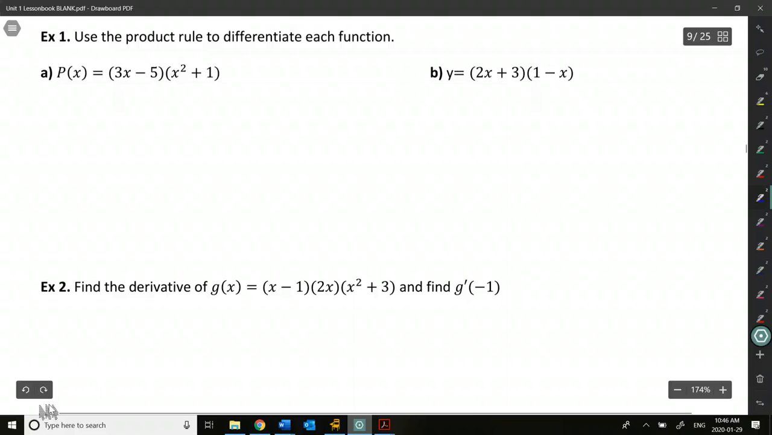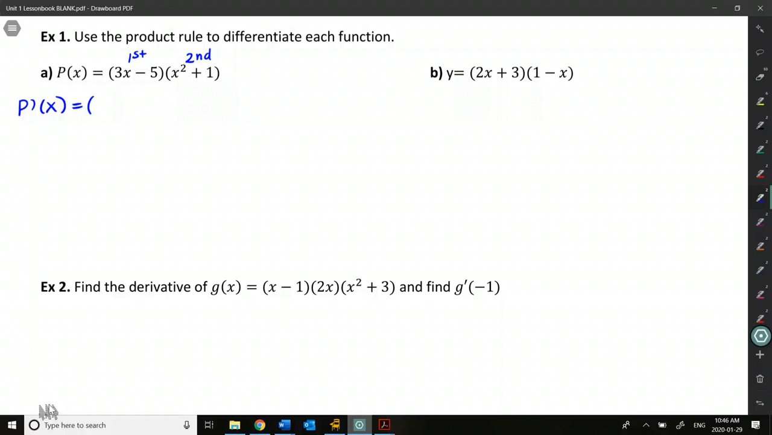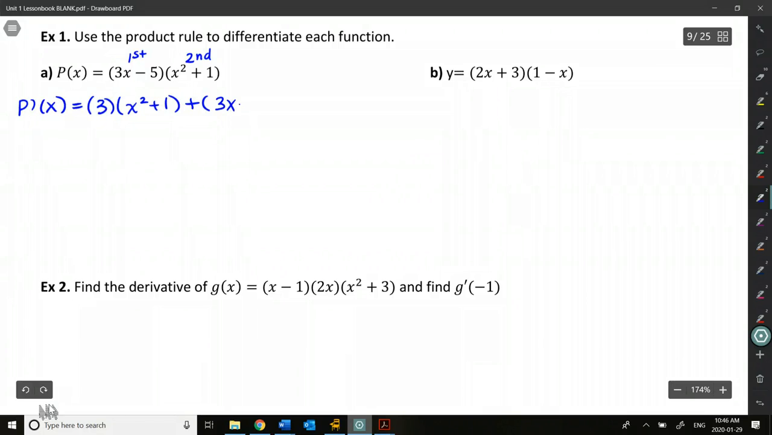Okay, so we're going to use this chant in our heads. Use it as you're going here. This is going to be the first, and this is going to be the second. So when I do p prime at x, I'm going to do the derivative of the first. What's the derivative of 3x minus 5? Grayson? It's just 3. Times the second, exactly as it is, plus the first, exactly as it is, times the derivative of the second.